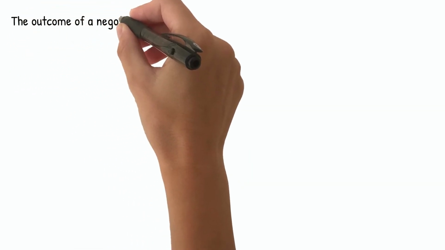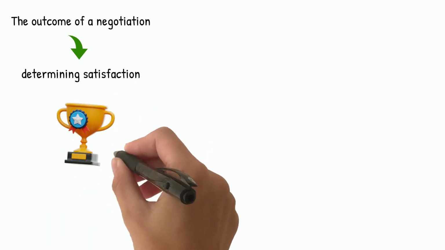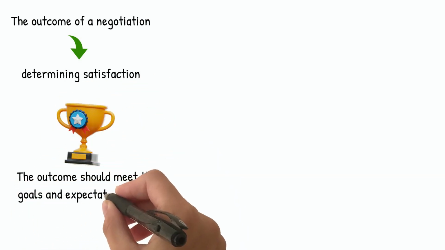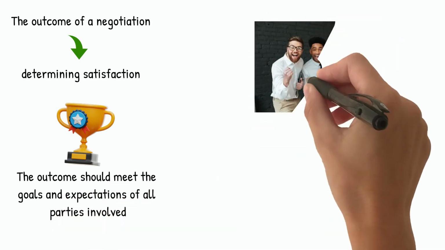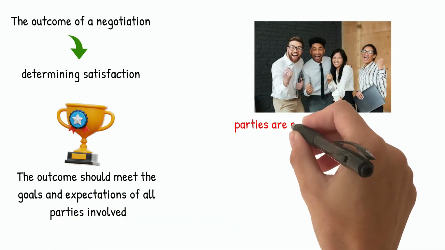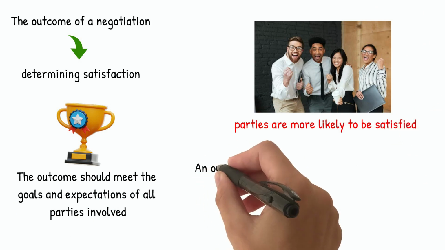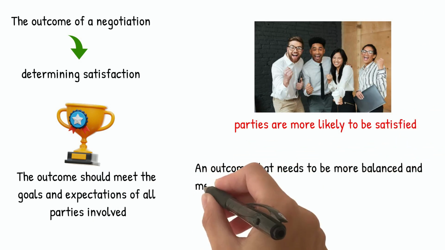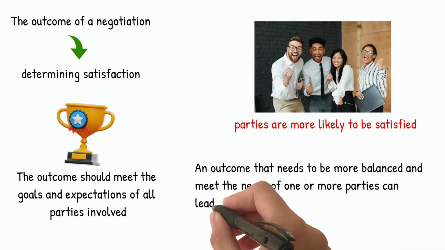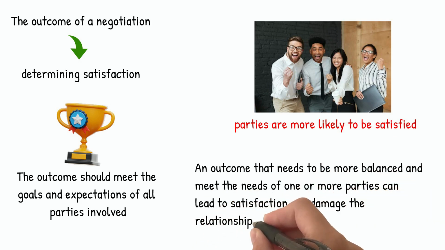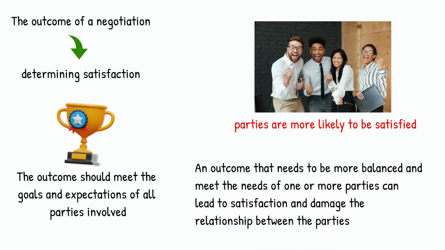The outcome of a negotiation is the other key factor in determining satisfaction. The outcome should meet the goals and expectations of all parties involved. If the outcome is perceived as fair and reasonable, the parties are more likely to be satisfied. An outcome that is unbalanced and fails to meet the needs of one or more parties can lead to dissatisfaction and damage the relationship between the parties.